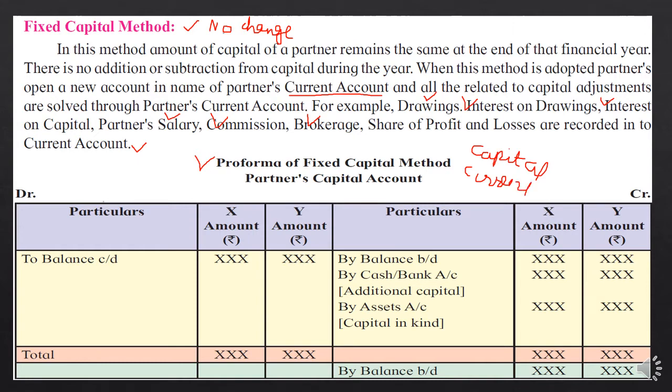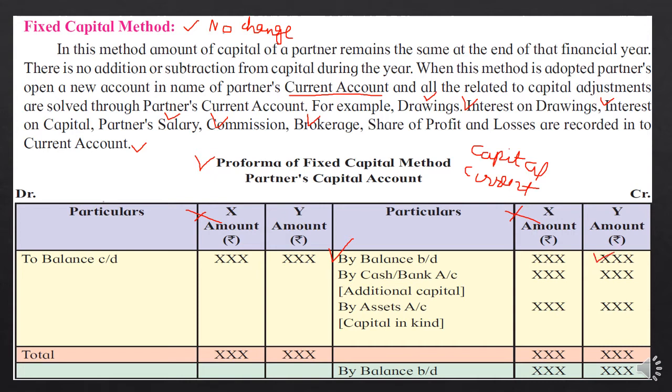So you can see in the pro forma, on the debit side, capital is a credit balance. So first the opening balance will be written on the credit side. Basically inner columns are not drawn in the partners capital account. It is just given in the format. We just write the name of the partners. Then capital opening balance will be recorded.